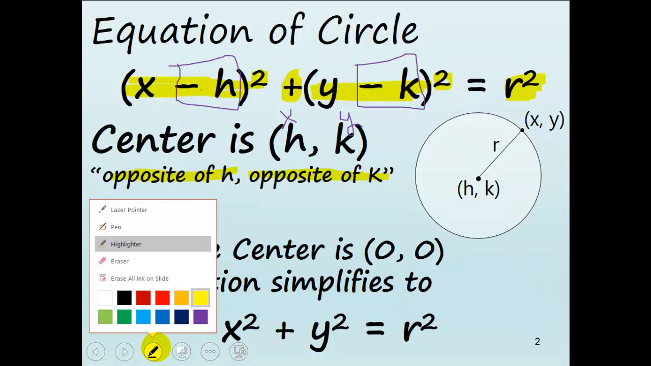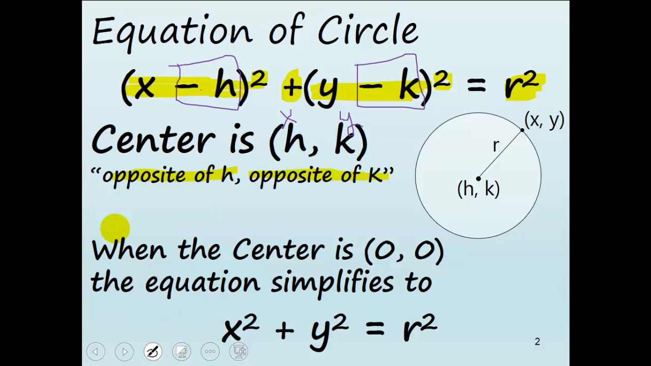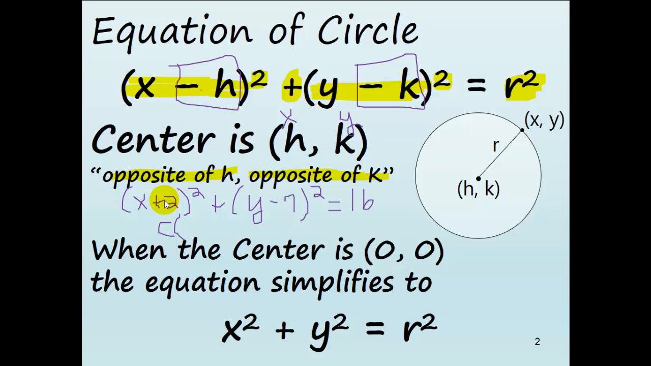So let's just say, for instance, I have x plus 2 squared plus y minus 7 squared equals 16. All right, my center would be the opposite of h. This is h, so negative 2, and then the opposite of k, positive 7.